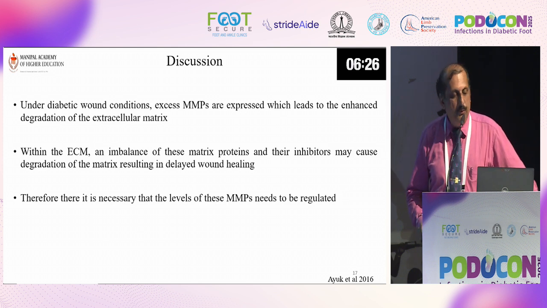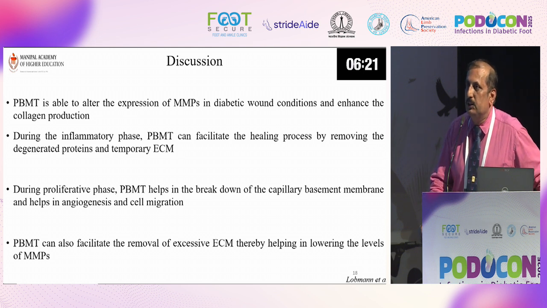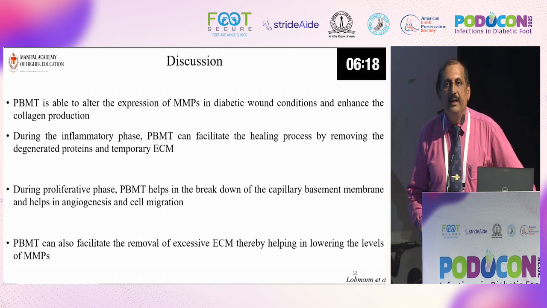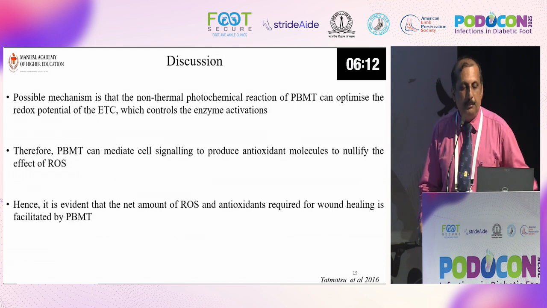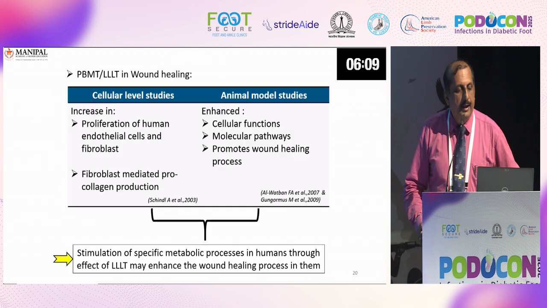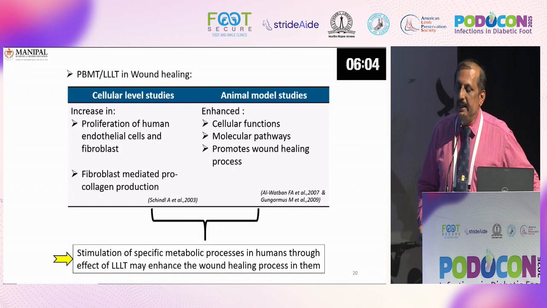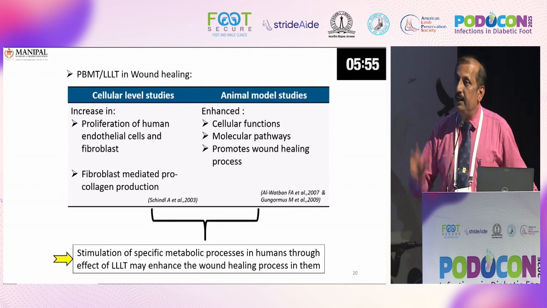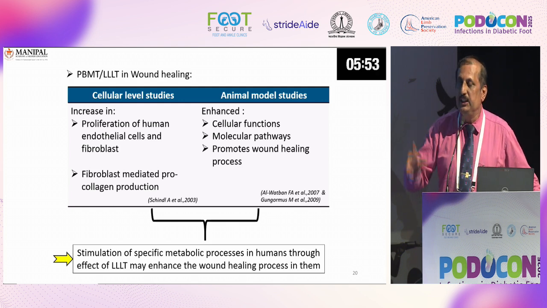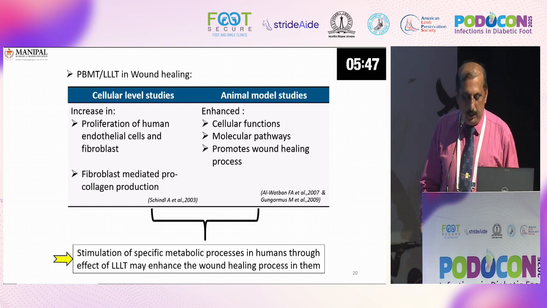Whereas, especially with the application of the laser, we are able to facilitate the removal of the excessive extracellular matrix, thereby helping in lower levels of MMPs, thereby improving the wound healing time. This is the possible mechanism. This is all the cellular level mechanism by which the laser works. It helps in proliferation of human endothelial cells and fibroblast mediated pro-collagen production. It also helps in cellular functions and neoangiogenesis. All these are the cellular level benefits with the application of low level lasers.